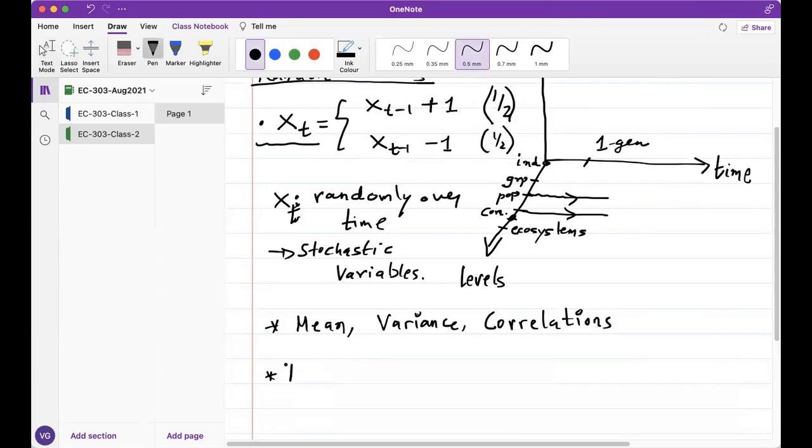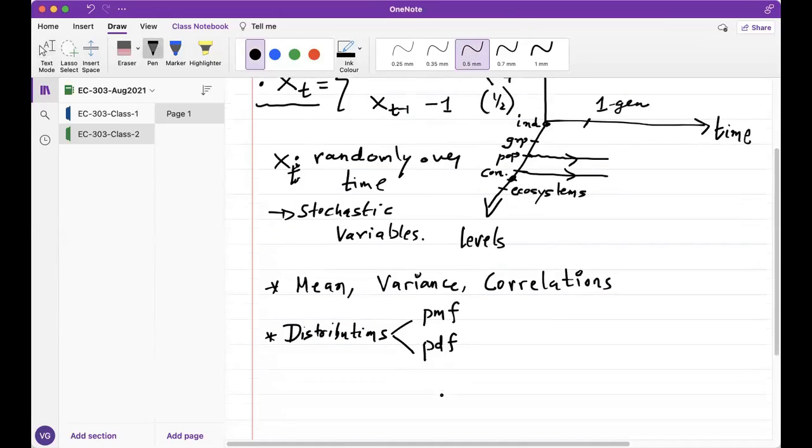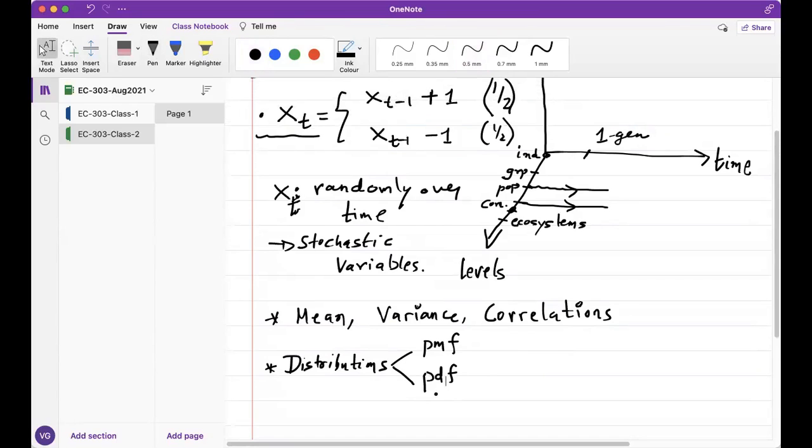What we call distributions. If we are looking at discrete random variables, we call them probability mass functions. If they are continuous, we call them probability density functions. Okay, so we have these two types of mathematical distinctions.